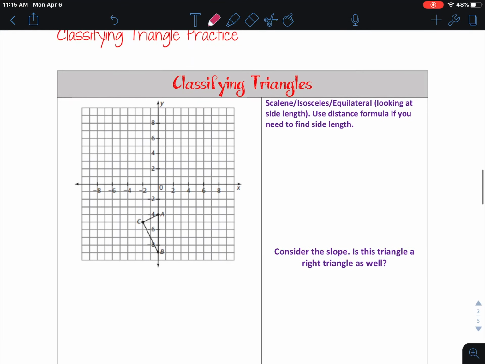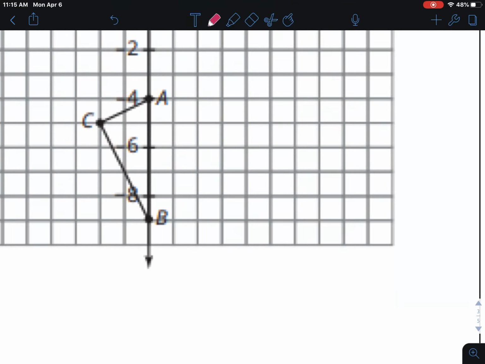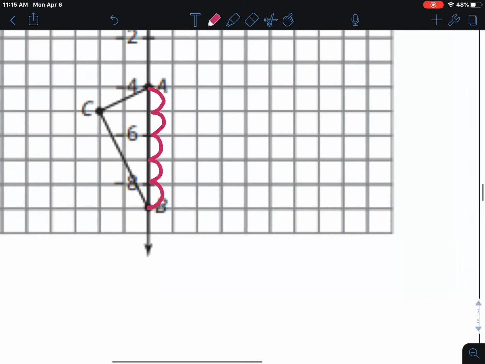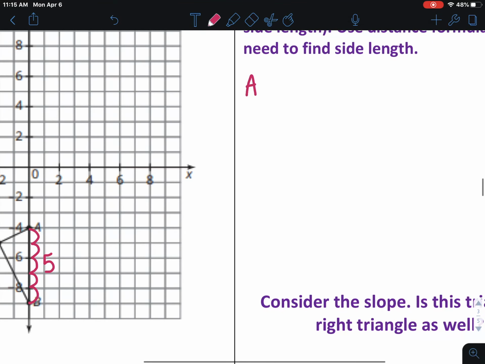All right, so first question, here's our little triangle. We need to first classify the triangle by its side length. So that's scalene, isosceles, and equilateral. Use the distance formula if you need to find a side length. Okay, so for AB, it's just a vertical line going up and down, so I can use the grids to help me count. So that's 1, 2, 3, 4, 5. So this is a side length of 5. So I'll write that down over here. AB is 5 units long.